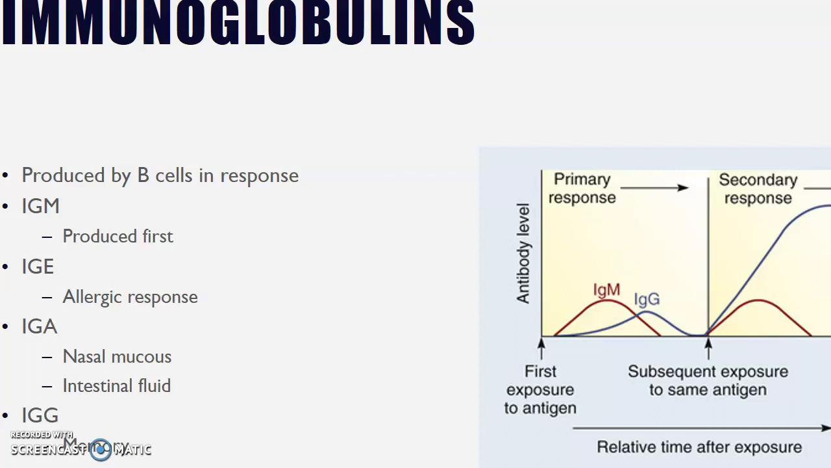IgG is our memory. So when we look at it, we can see IgM comes up first. We build up the immune response, and now we have our IgG, which is the memory. So if we come in contact with it again, we're going to see a higher spike more quickly.